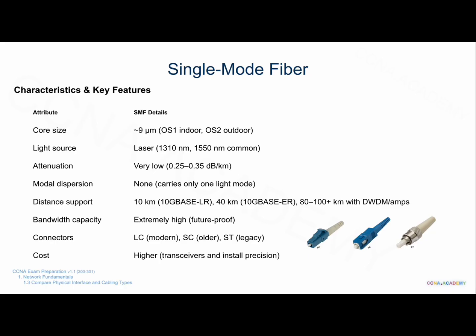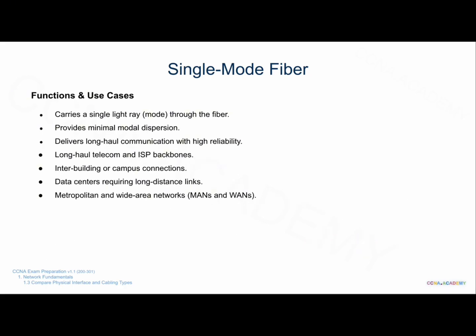Because only one light path travels down the fiber, it avoids modal dispersion, resulting in cleaner signals. Typical wavelengths are 1310 or 1550 nanometers, and distances can extend for tens of kilometers. However, transceivers for SMF are more expensive, and installation requires precision. In operation, single-mode fiber enables long-haul communication, such as telecom backbones, inter-building connections on campuses, and links between data centers. Compared to multimode or copper, it provides higher performance and longer reach, though at a higher cost.